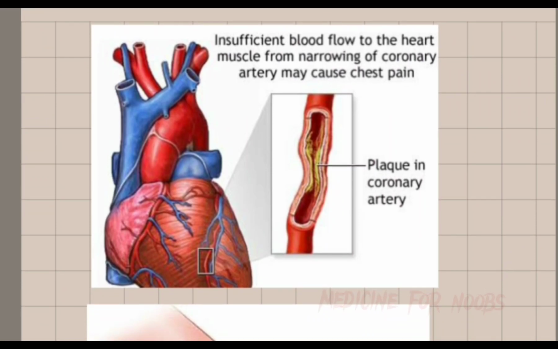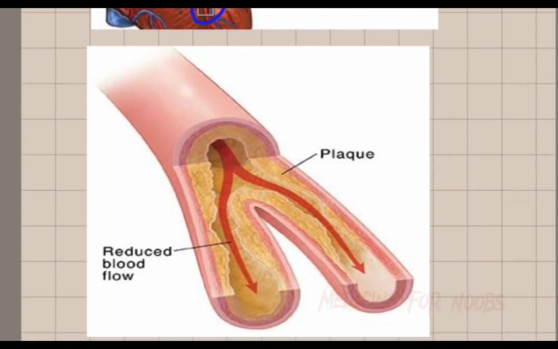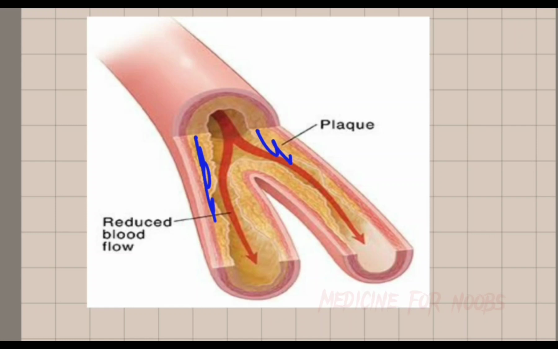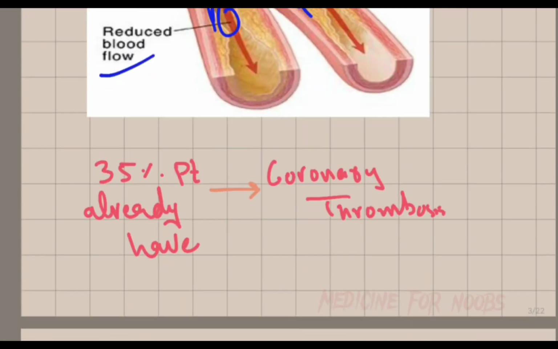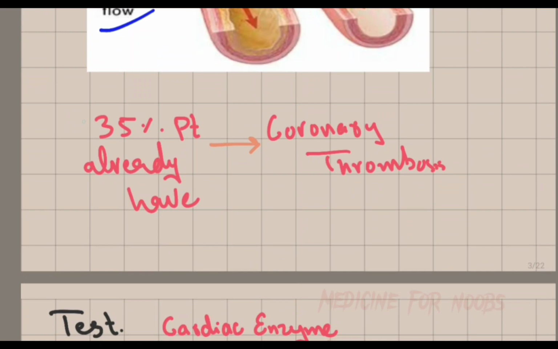In this picture you can see that there is a plaque in the coronary artery which is causing the narrowing of the artery, and so the blood flow is reduced. Here you can see the plaque in yellow, and this is the original space, and now this is the narrow space, so reduced blood flow. It's seen that 35% of the patients who come with a complaint of angina already have coronary thrombus, which is exaggerating the process of chest pain.